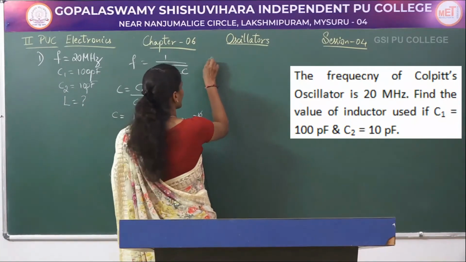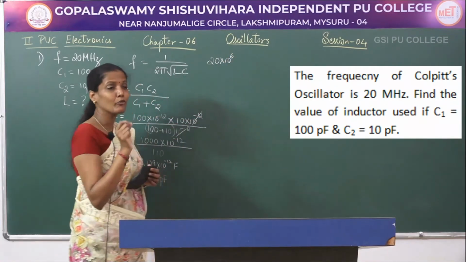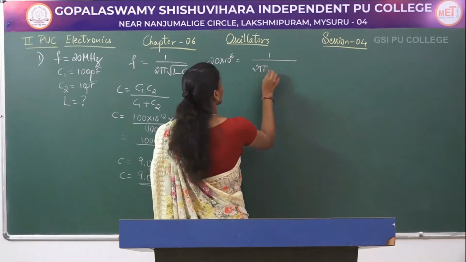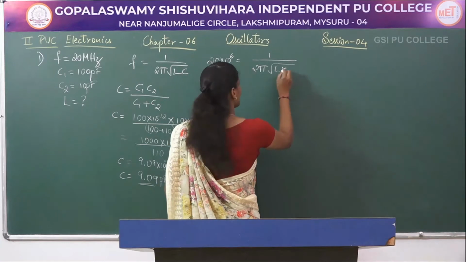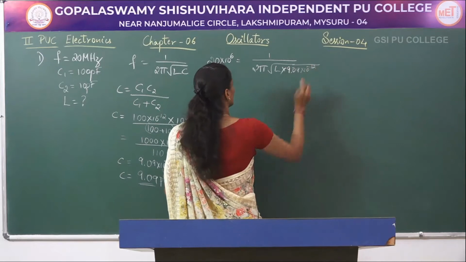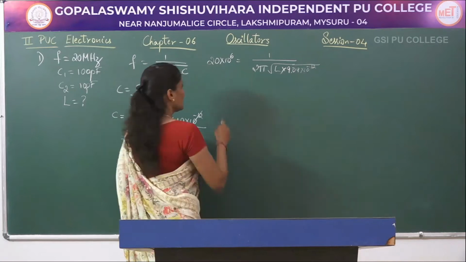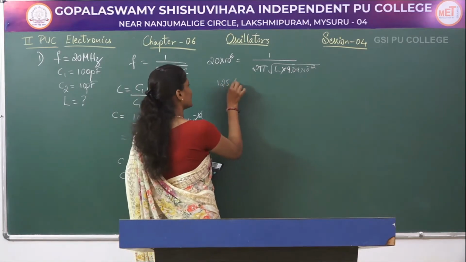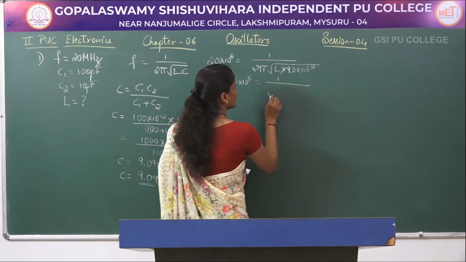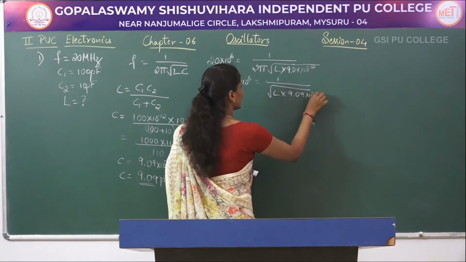So, F is equal to 20 mega, that is 20 into 10 to the power of 6, is equal to 1 divided by 2 pi root L into C value, which is 9.09 into 10 to the power of minus 12. So, let us cross multiply this 20 and 2 into 3.14. I will be getting 125.6 into 10 to the power of 6 is equal to 1 divided by root of L into 9.09 into 10 to the power of minus 12.